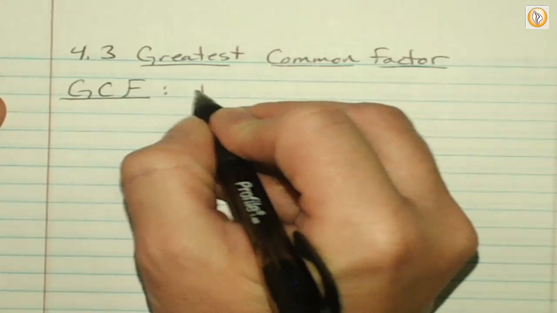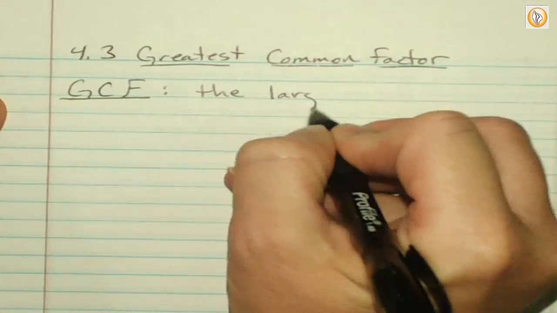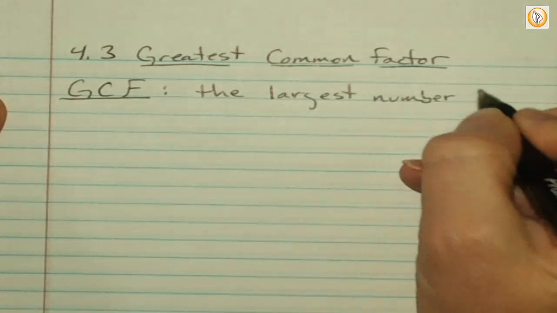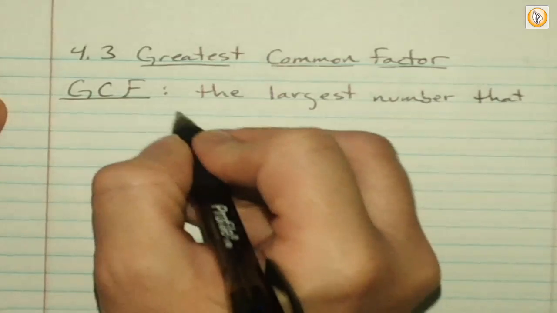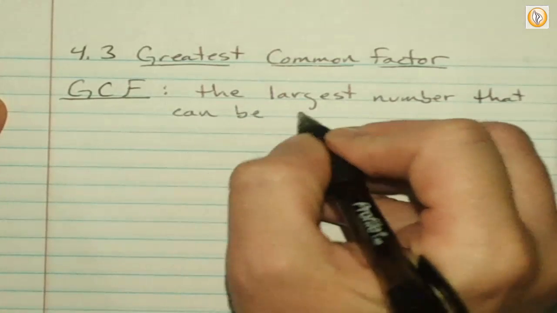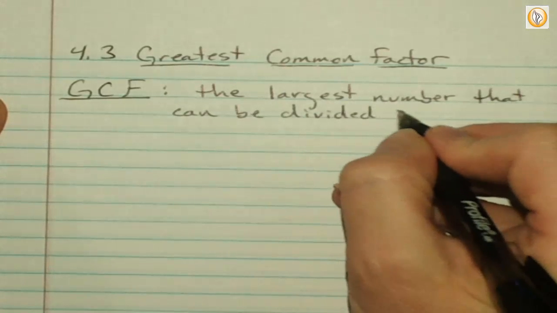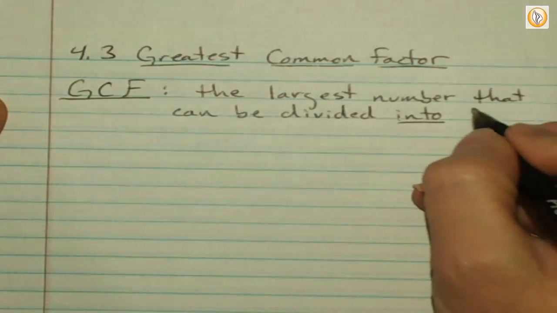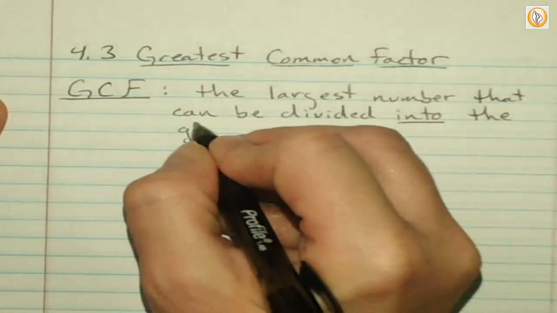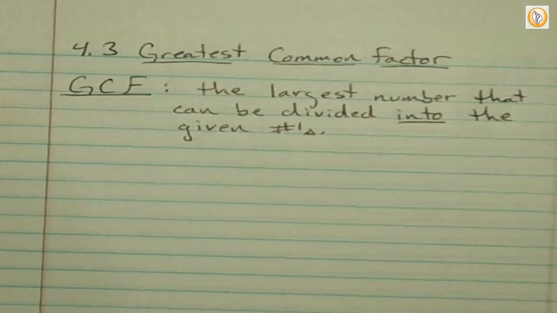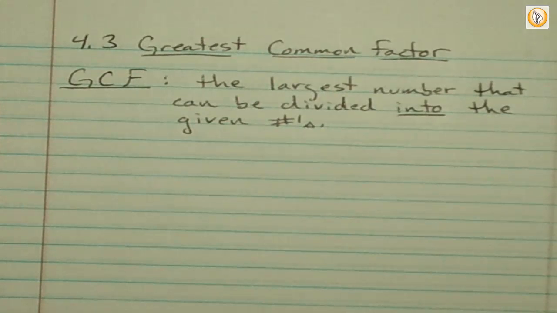What it is: the largest number that can be divided into the given numbers. Greatest common factor, the largest number that can be divided into the given numbers.